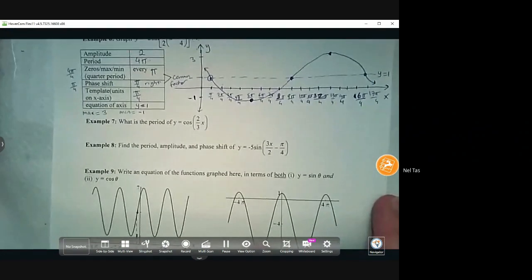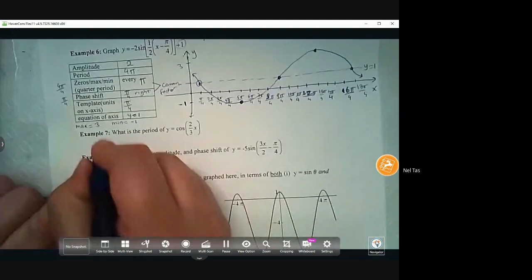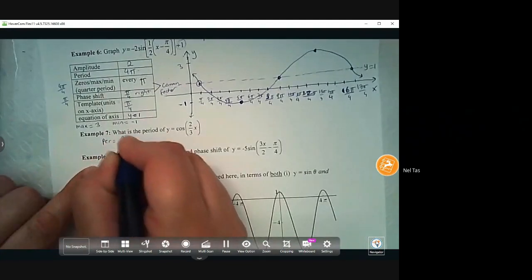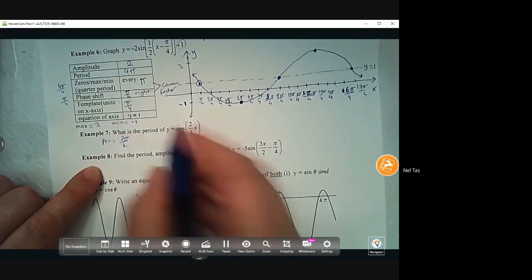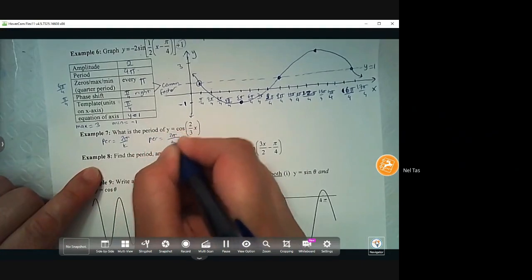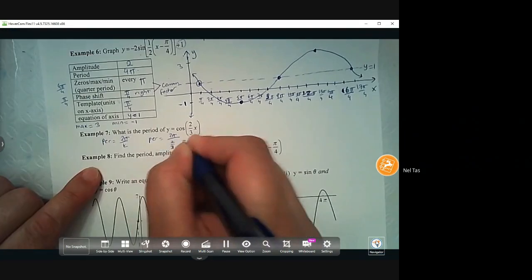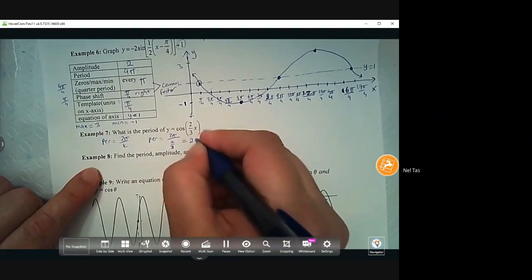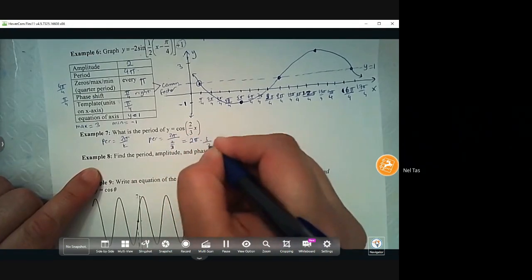Okay, let's look at example 7. What is the period of y equals cosine of 2 over 3 x? Period, again, is 2 pi over k. k is 2 over 3 here. So 2 pi over 2 over 3. Convert this division into multiplication. So that gives you 2 pi times 3 over 2.